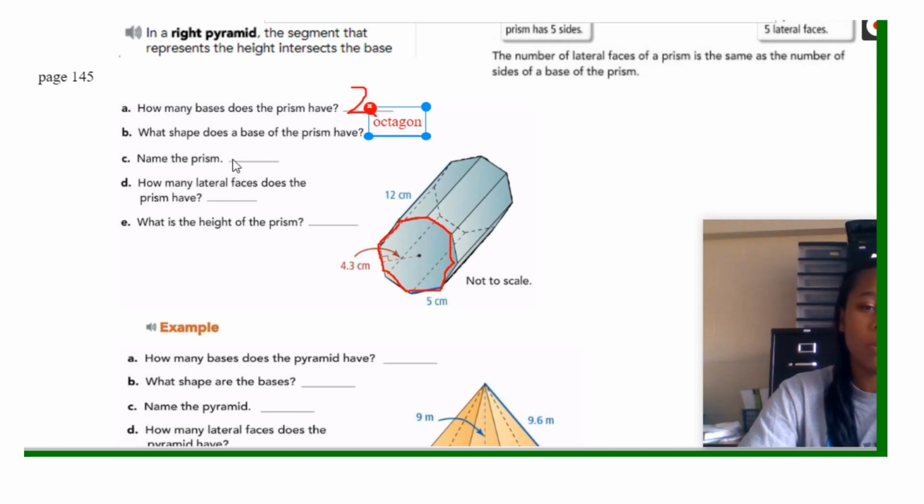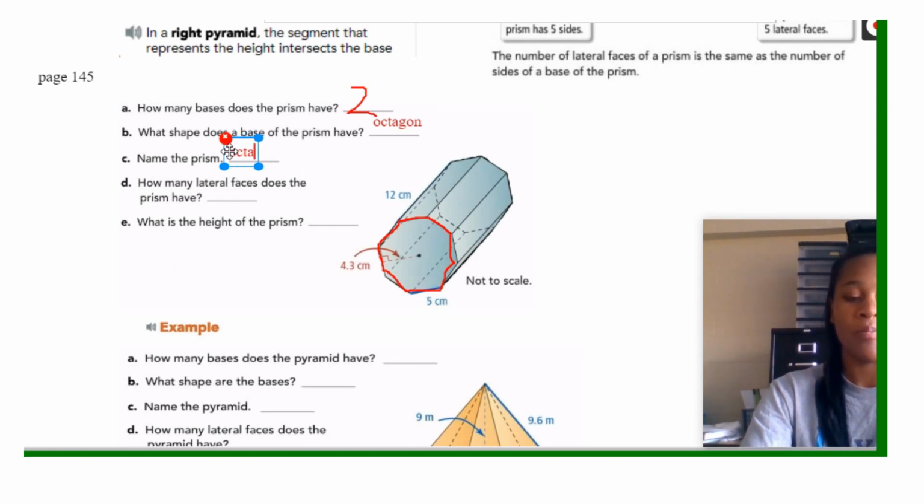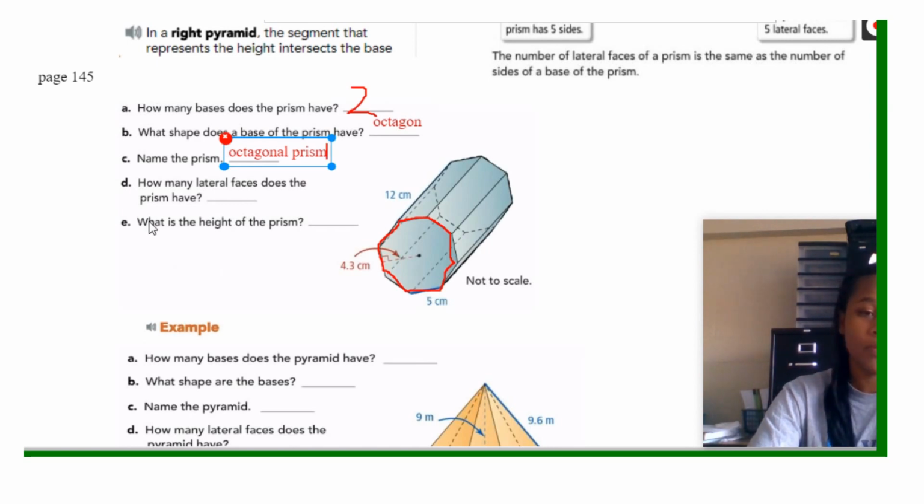And then it says name the prism. Since you name a prism by its base, you just put -al on the end, and you would say an octagonal prism or pyramid. Since it's a prism, you would say octagonal prism. Remember, a pyramid only has 1 base, and the lateral faces are made up of triangles.